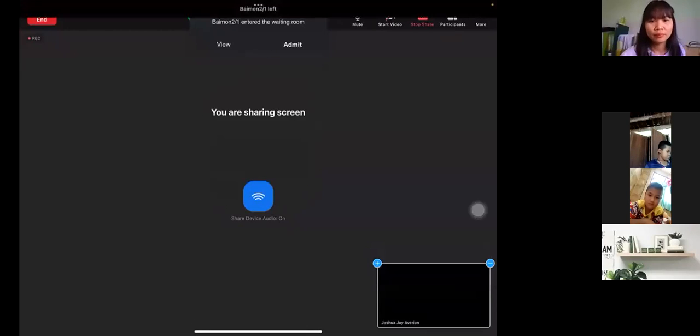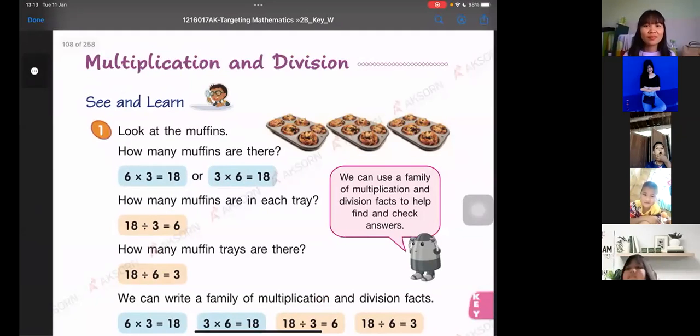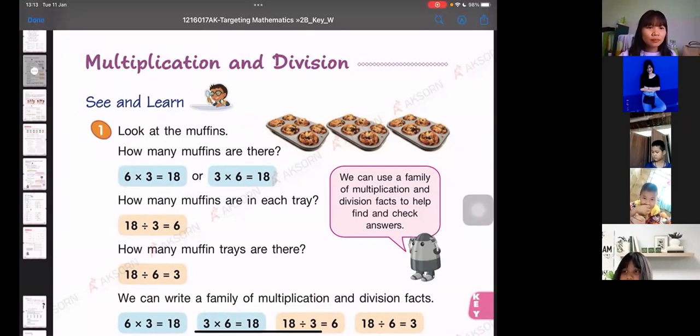Okay. So now, how many muffins are there? How many muffins? We have how many muffins? Grade 2. How about Group B? You know this already. How many muffins? 6 muffins. How about the trays? How many trays do we have? 3.